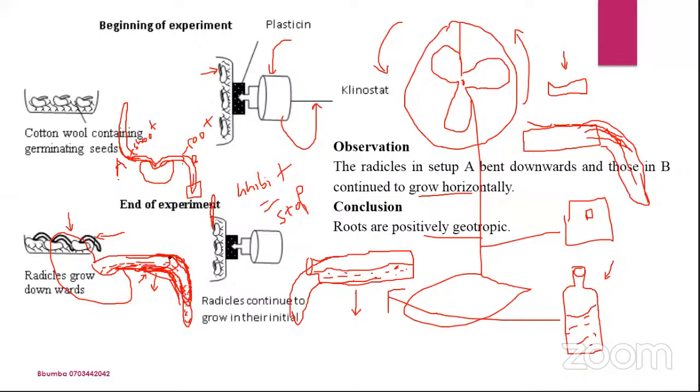It's because gravity pulls horizontal like this. Normally, the auxins are everywhere. Now, the moment you leave the root for some time like that, gravity pulls these auxins. They float down, so they are only down and they are not up.